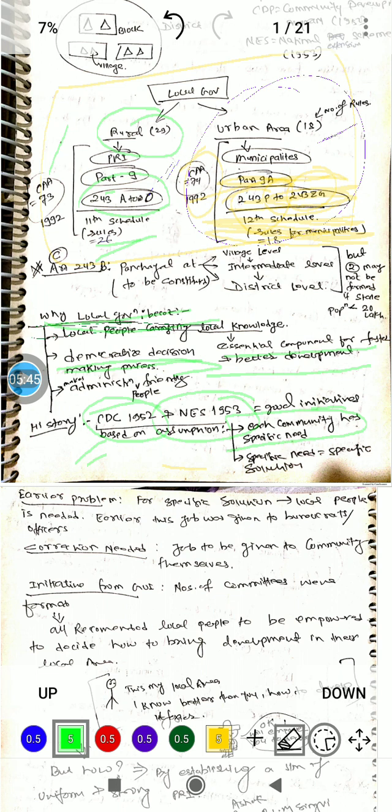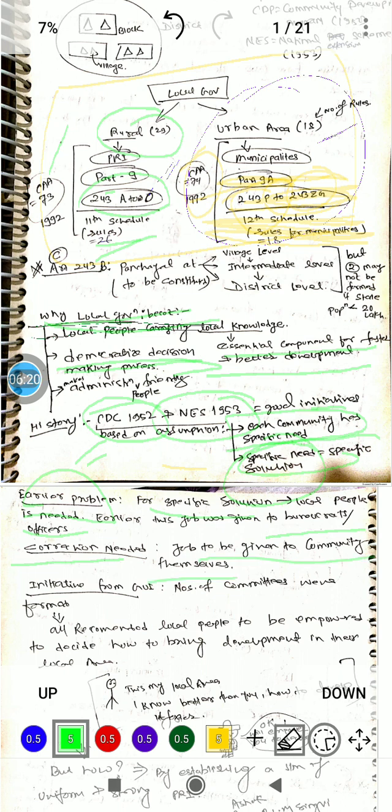Each community will have its own specific need, and for that specific need, a specific solution will be required. This solution will be given by the local people. Earlier, the problem was that for the specific solution, local people were needed, but they were not involved. Earlier, this job of finding the local solution was given to bureaucrats and officers. They could not understand the local needs, so a correction was needed: the job had to be given to the community themselves.